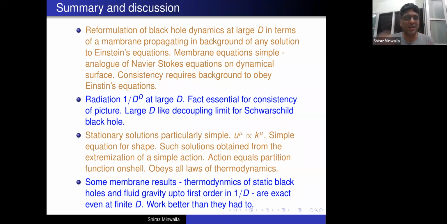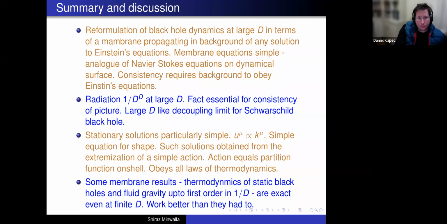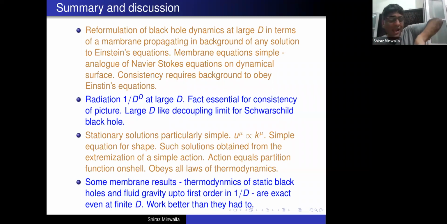Something I did not tell you about, though I have some backup slides on it, but I won't subject you to that, is how we got these membrane equations. So let me give you half a minute on that. The way it worked is this. Large D enabled us to integrate the equations normal to the membrane to solve Einstein's equations. And then the membrane equations themselves came about from the constraint Einstein equations on the surface.